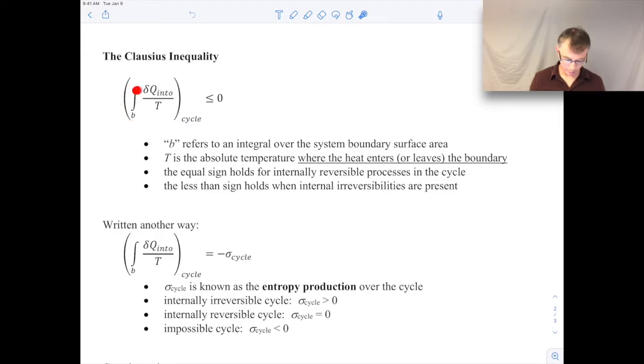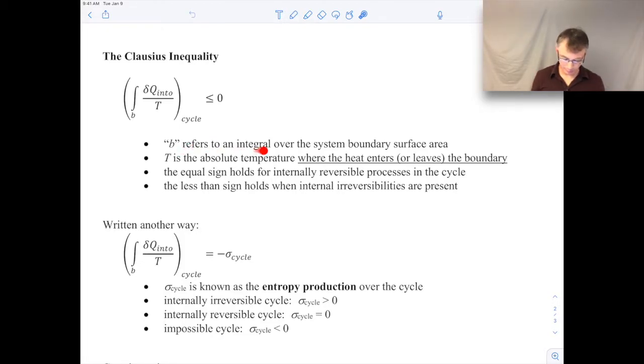What it says is that the integral over the boundary, the b here means over the entire boundary, so the whole surface of a control volume or the whole surface of the system. If you do the integral of the heat transfer into the system divided by the absolute temperature where that heat transfer is occurring, and that you do that over a cycle, that must be less than or equal to 0. And the derivation of this relies on the second law, the Kelvin-Planck statement of the second law of thermodynamics. So this inequality comes about from the second law.